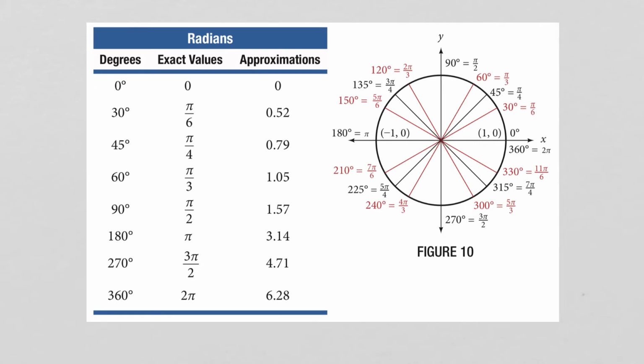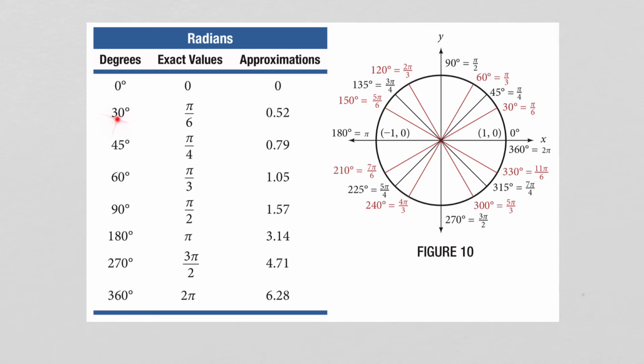So next I want to talk about degrees and exact values of radians for the special angles. So we'll go through a few here. 0 degrees is the same as 0 radians. That's relatively simple. We know that 360 degrees is the same as 2 pi radians. We talked about that. And we know that 180 degrees is equal to pi radians. But we also know that we have other special angles like 30 degrees, 45 degrees, 60 degrees, 90 degrees, etc.